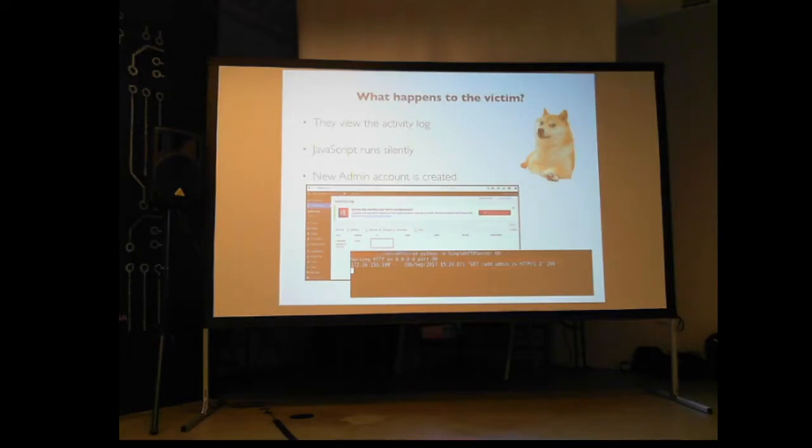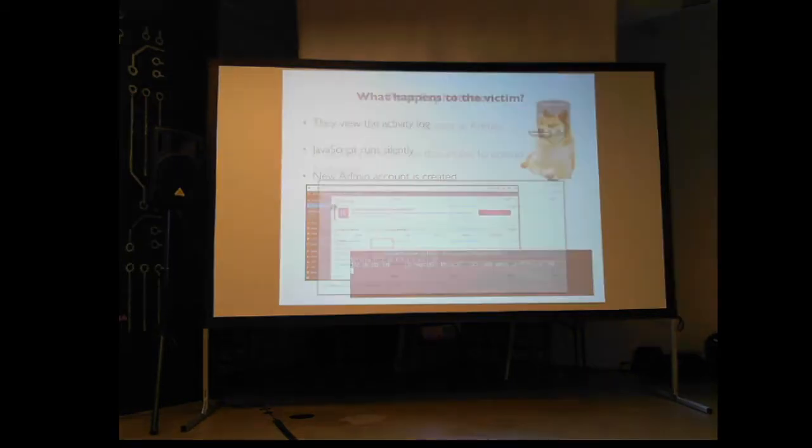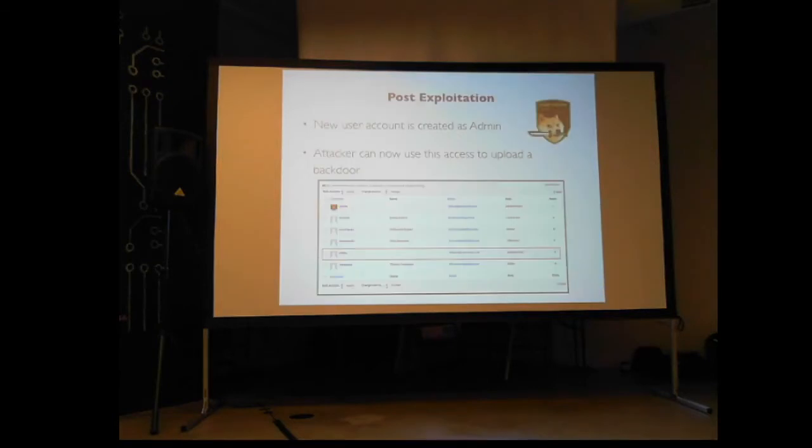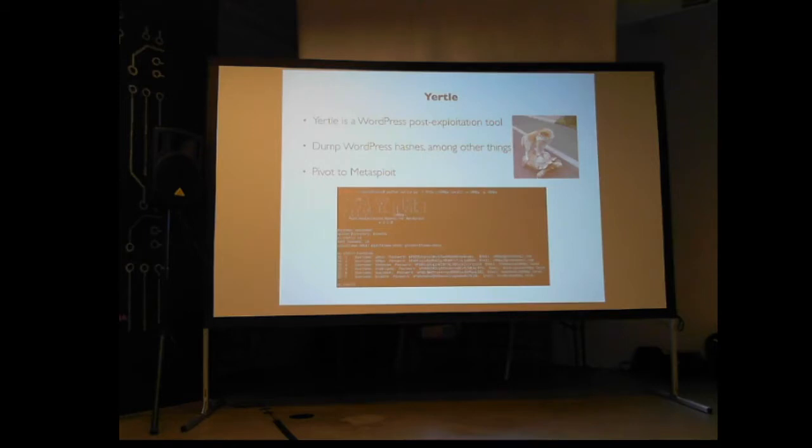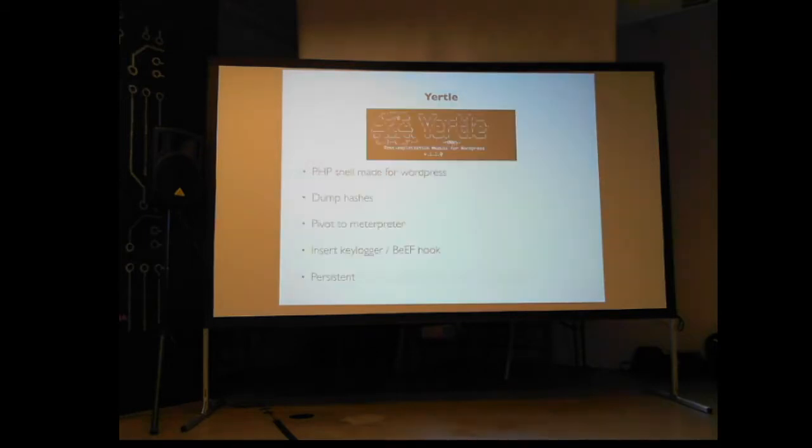So on my server, I'll see a callback to go grab my remote JavaScript file, which will perform those malicious actions. The end result is that on the target website, we can get a brand new admin account created in WordPress. And it's got a bunch of different modules. It can dump password hashes, and the shell itself is also persistent.